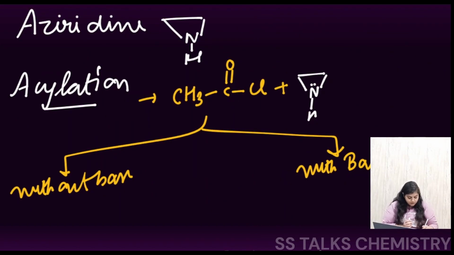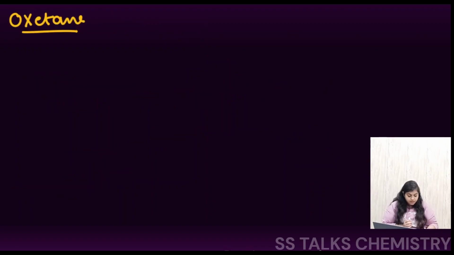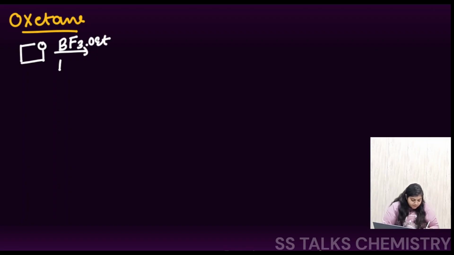Okay. Now moving on to our next species, which is our oxetane species. So oxetane basically means a four-membered ring with the oxygen present in it. Right, now here the reaction that will occur is, suppose we have this Lewis acid, and in this they have passed butyl lithium.